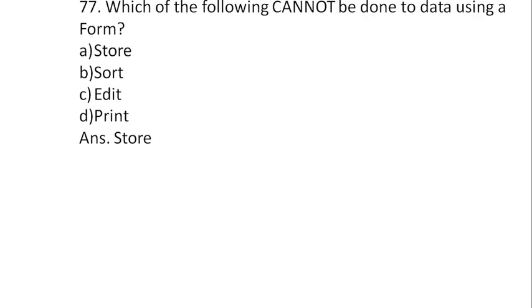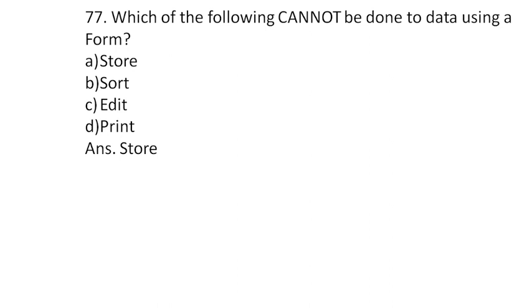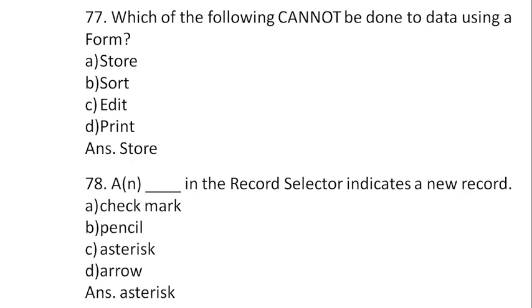Next, in datasheet view new records are added to a table dash, answer bolche at the end of the table. Which of the following cannot be done to data using a from, answer holo store. Next, a dash in the record selector indicates a new record, answer bolche asterisk.